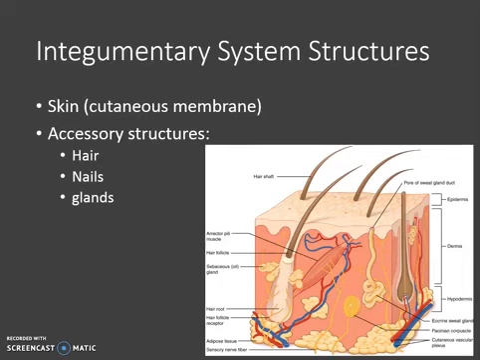The primary organ of the integumentary system is the skin, and the skin is also called the cutaneous membrane. There are also accessory structures associated with the skin and the integumentary system, and that include your hair, your nails, and certain glands associated with the skin.